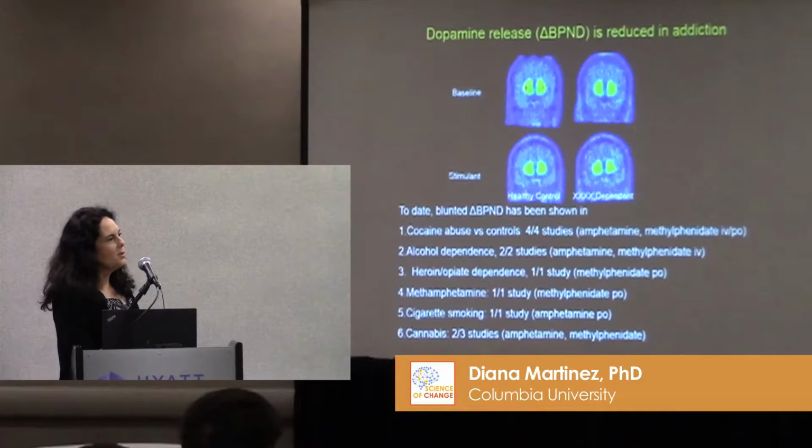With respect to delta BPND, so this is the change in response to an amphetamine challenge or presynaptic dopamine release, blunted or low delta BPND has been shown in a number of studies as well. Cocaine, alcohol, heroin, methamphetamine dependence, cigarette smoking. There's fewer studies, but they're equally consistent. In addiction, you have a decrease in D2 receptor binding, and you have a decrease in presynaptic dopamine release. Unlike D2 receptor binding, in cannabis dependence, we have 2 out of 3 studies showing blunted presynaptic dopamine release.